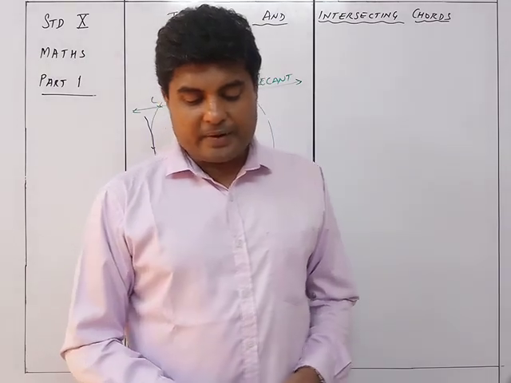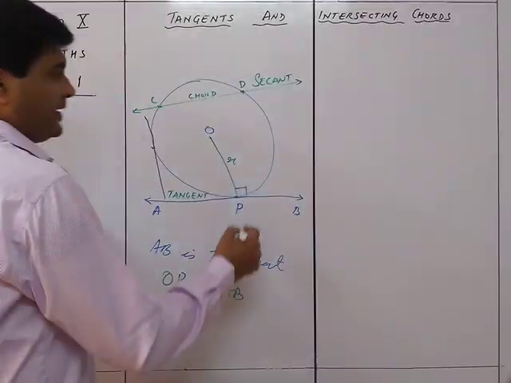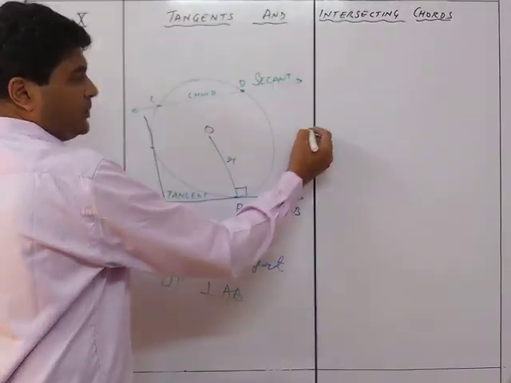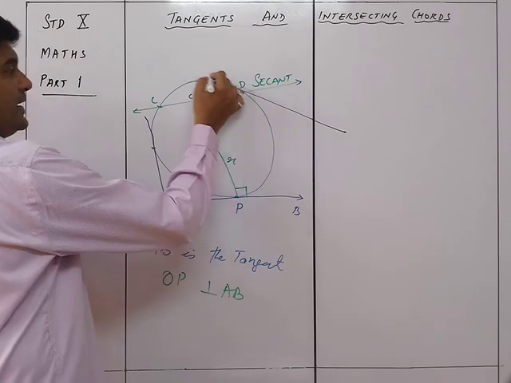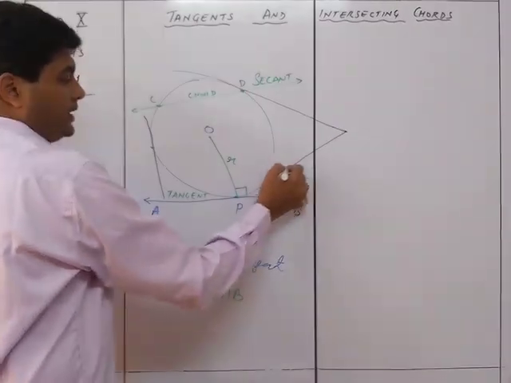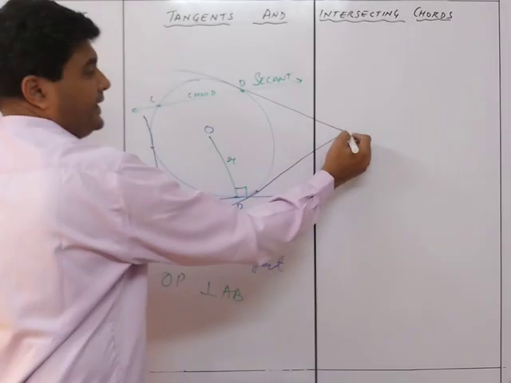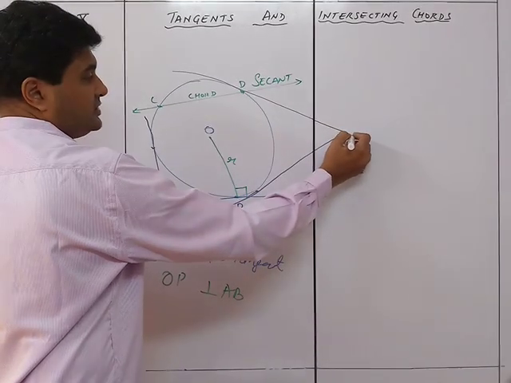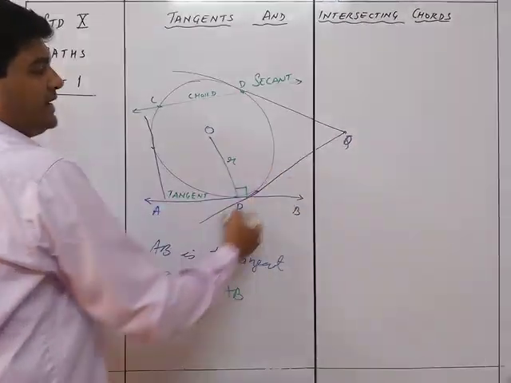Only two tangents can be drawn to a circle through a point outside the circle. So if I'm taking a point outside the circle, suppose I take a point outside the circle over here, then I can draw only two tangents. One tangent like this and another tangent over here like this are the two tangents which I can draw from a point outside the circle if this is Q. So we can see that only two tangents can be drawn.